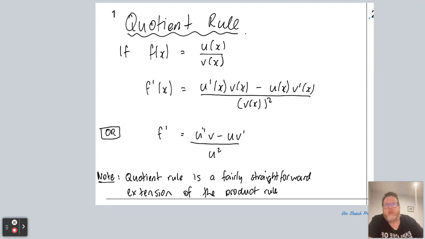And that's why I got you to learn the product rule in this order. Other textbooks and other sources will have these two and these two swapped over, which for the product rule doesn't matter because when you add two things together, it doesn't matter which order you add them. But subtraction is not commutative, which means that this minus this is not the same as the other way around. So you must have it in this order.